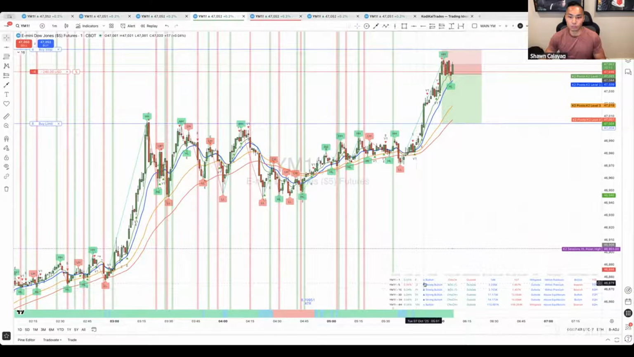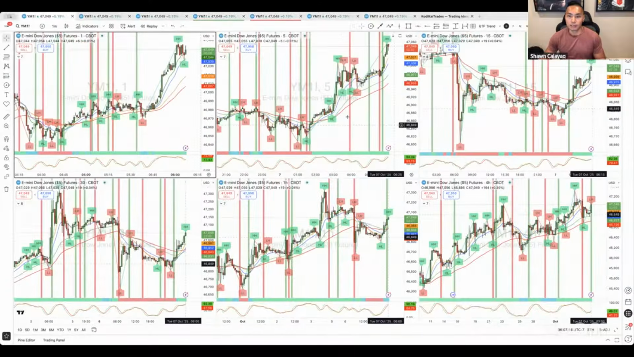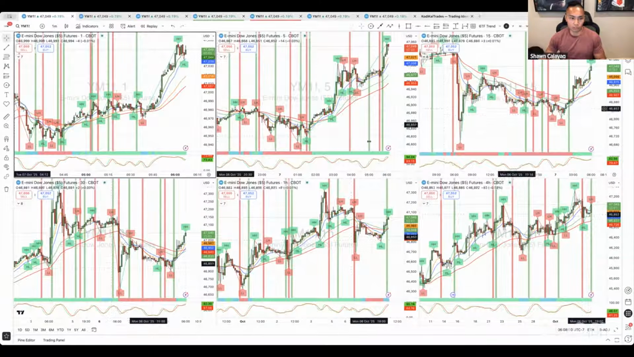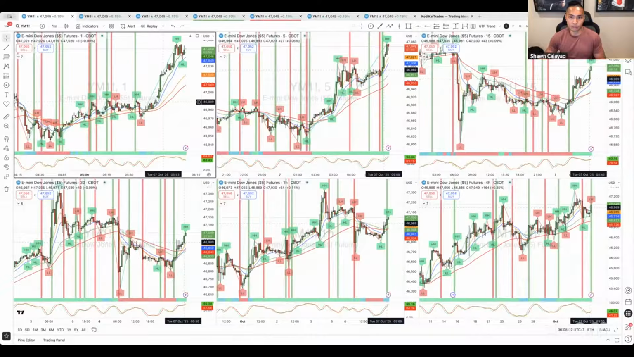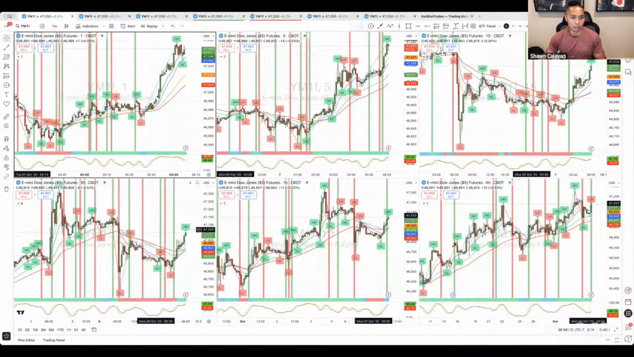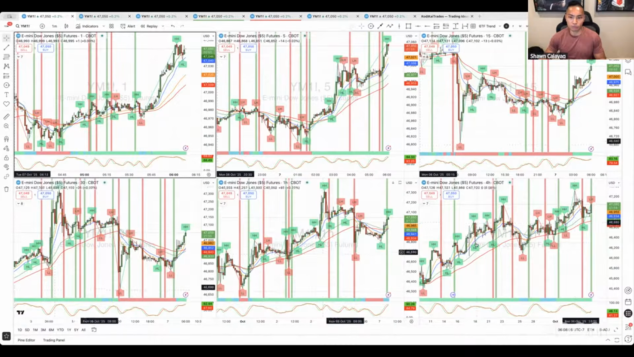So the overall market structure on the 1, 5, 15, 30, 1 hour, 4 hour is all bullish. If you look over here at the overall trend, it's bullish on pretty much the lower and the higher time frames as well. So the 1 minute's bullish, 5 minutes bullish, 15 minutes bullish. You can see prices above the pivots, trend meters green, pivots are angling up. Same with the higher time frames, 30 minute, 1 hour, 4 hour.